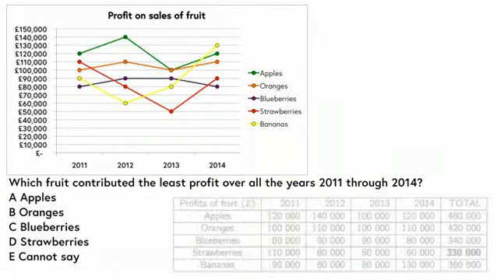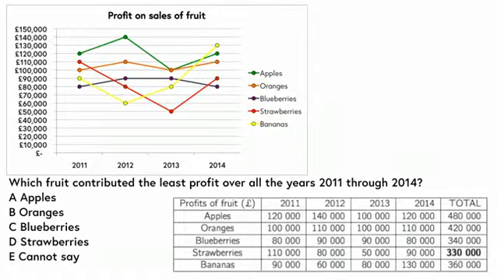If you are comfortable with reading graphs, you may have attempted to answer this question, and if so, as you will see from the table, the fruit which has contributed the least profit over the 4 years 2011 to 2014 is strawberries, and the answer is therefore D.